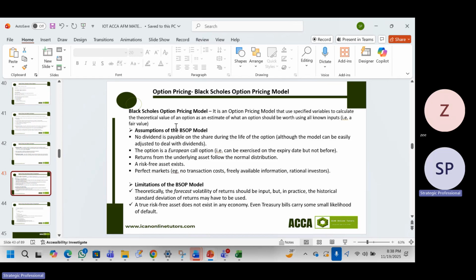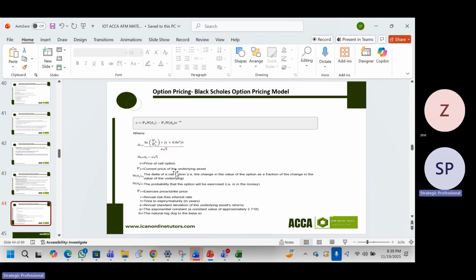interest accruals. But what happened? They defaulted, and when they defaulted, so many banks, so many individuals, suffered a big blow because they had to forfeit part of their principal and their returns. So that's why I added that to buttress this second point, that a true risk-free asset does not exist in any economy. Even treasury bills that we buy carry some small likelihood of default.